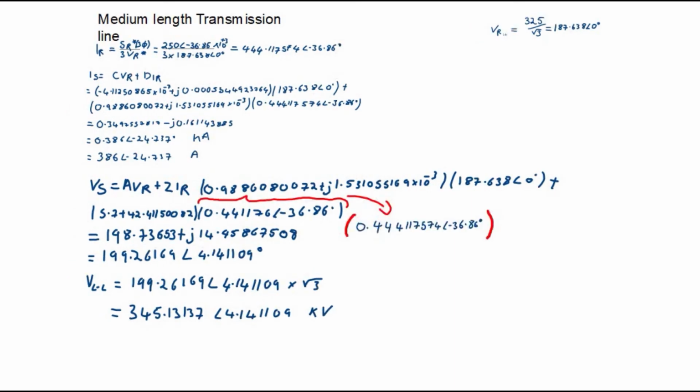Small typo in the calculation for Vs. I wrote down 0.441176 for IR. This should be 0.444117574.